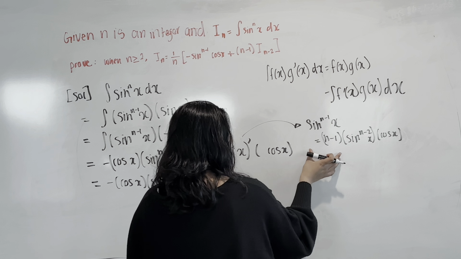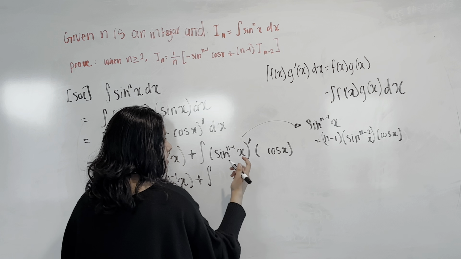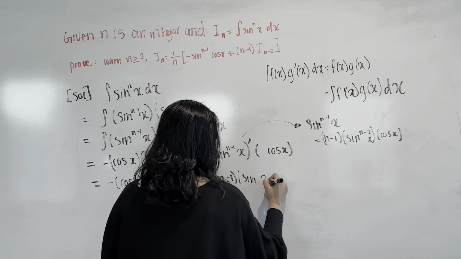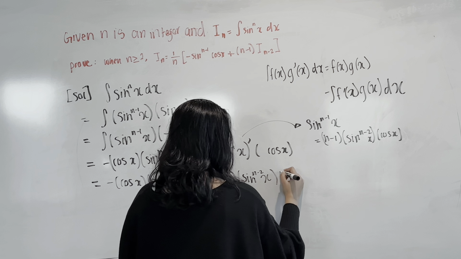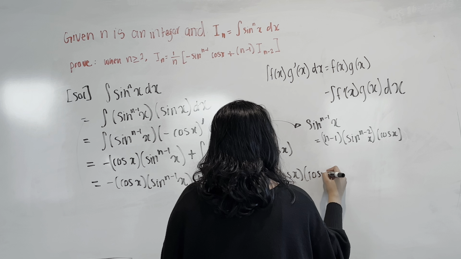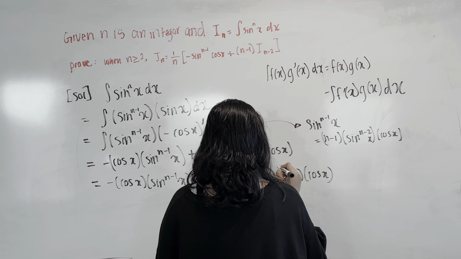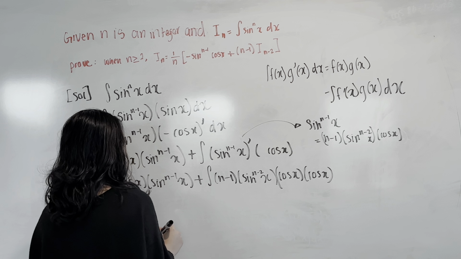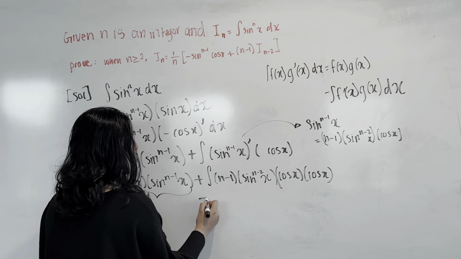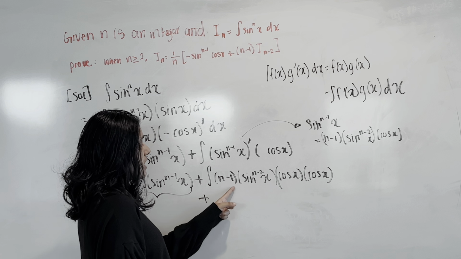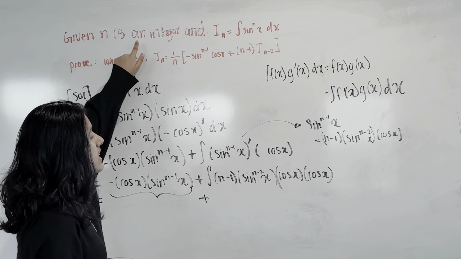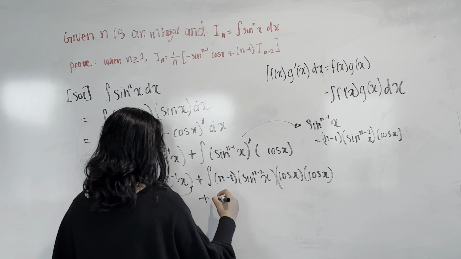Alright, so I'm going to replace this in for this right now. So sine x to the n minus 2, times cos x, times cos x. There we go. And this is just going to stay the same. I'm not going to rewrite it. Here's a plus. And we know that n minus 1 is a constant, because you see in the question it said n is an integer. So we can take that out.